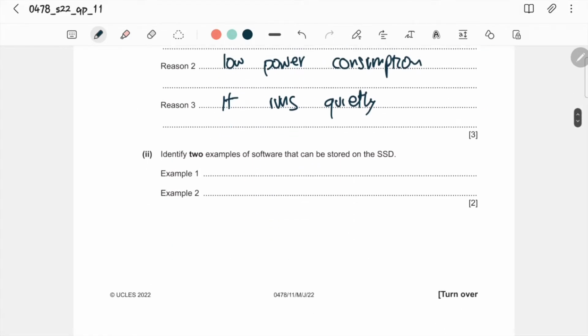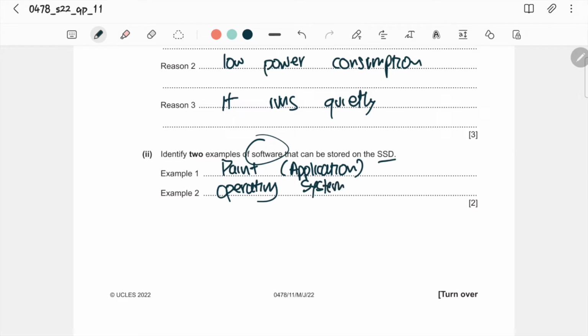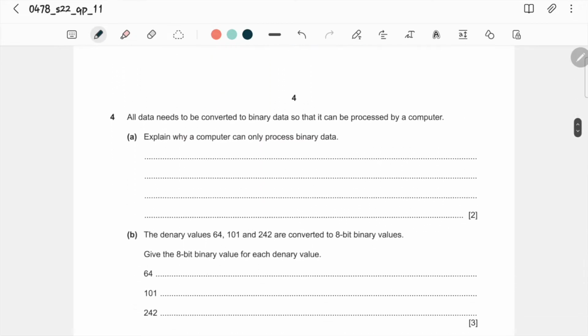Now, identify 2 examples of software that can be stored on the SSD. Here you would mention any software, so any type of application, for example Paint. This is just a random example, but it is simply an application. Another example of software would be the operating system. Any function of the operating system will be valid, so a good answer would be operating system.